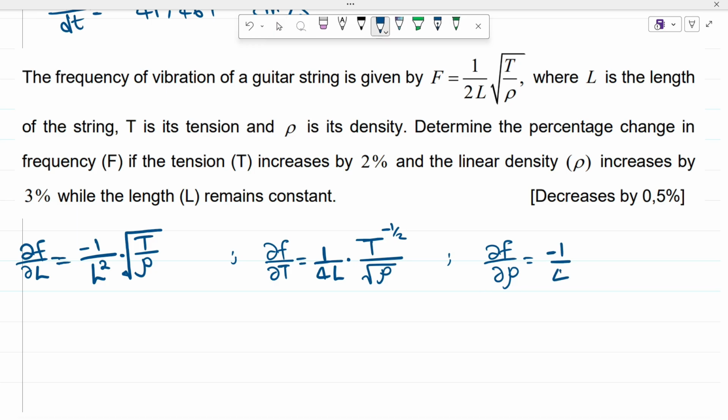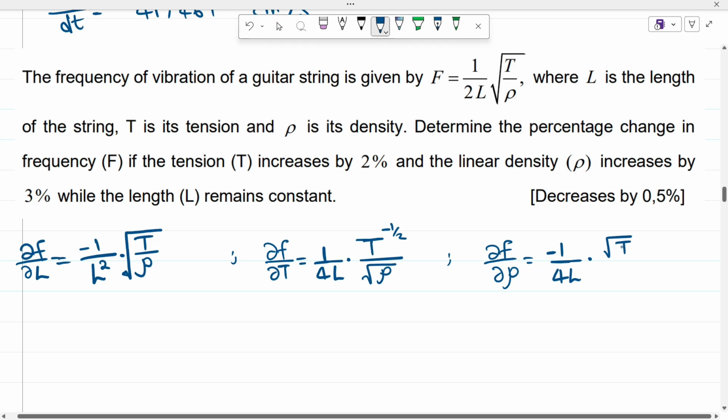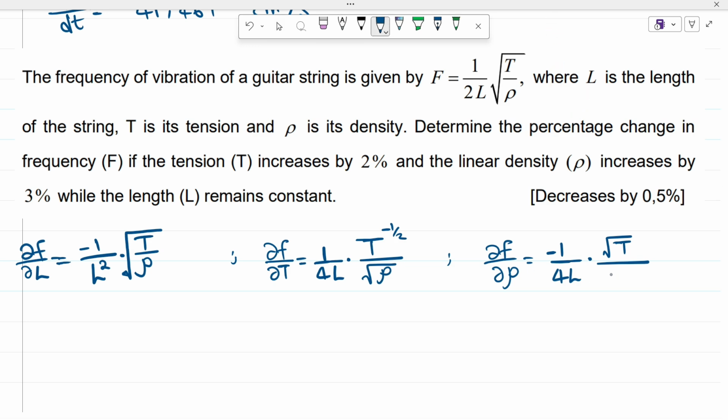Negative 1 over 4 L multiplied by root of t divided by, so remember p will be there and it will be having exponent negative 1 over 2. If we subtract 1 from negative 1 over 2, we will get negative 3 over 2. We take p down, it will become density to the power 3 over 2, just like that. We have a positive exponent.